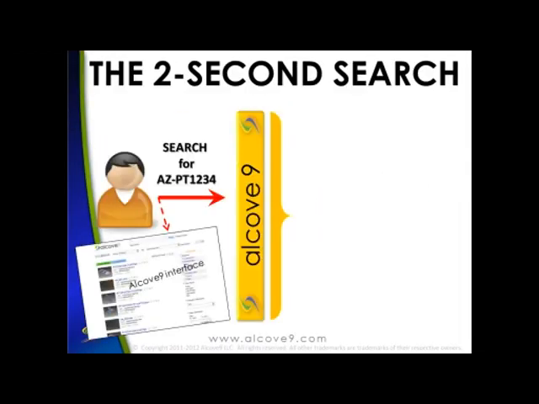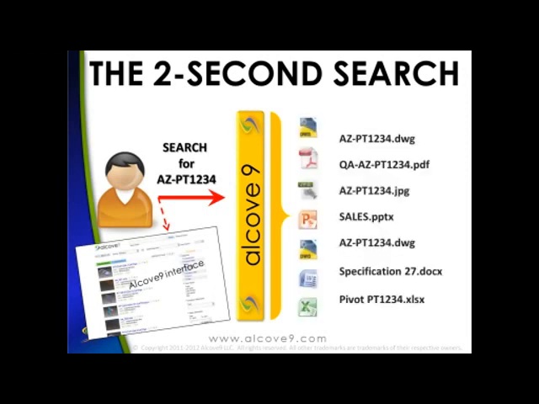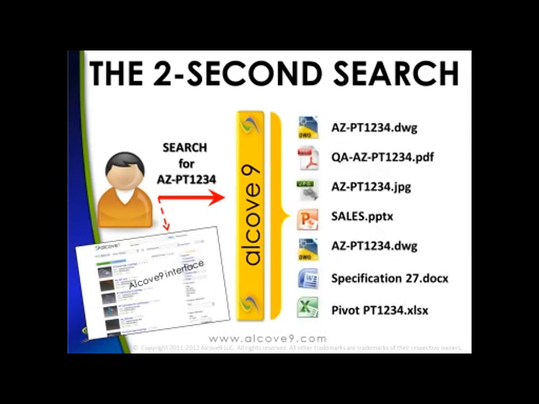So how does the 2-second search work? Just like you saw on Google, we have the interface that you see on the bottom left-hand corner of the screen. It's very intuitive. The user types in what they're looking for. In this particular example on the screen, the user types in AZ-PT1234 in the Alcove9 interface, and within seconds, the system returns all matches for you. Notice that the first 3 examples showing up on top, the drawing, the PDF file, and the JPEG, all had that particular expression right in the file name.